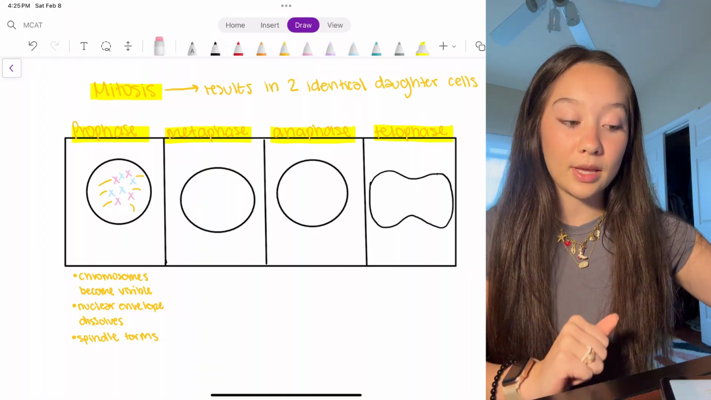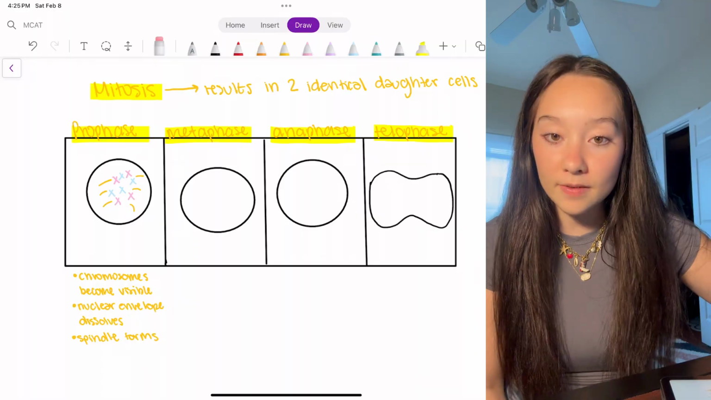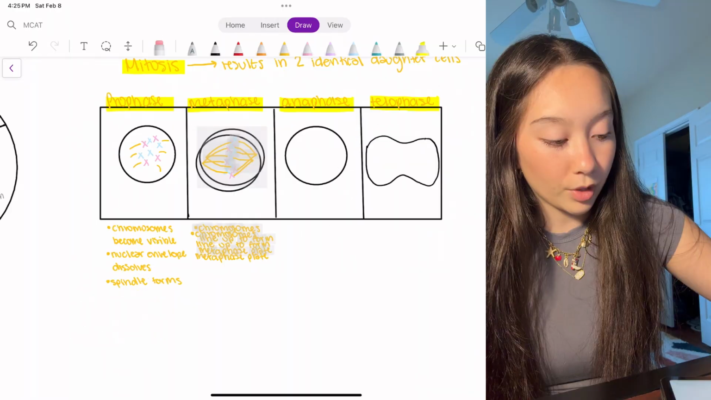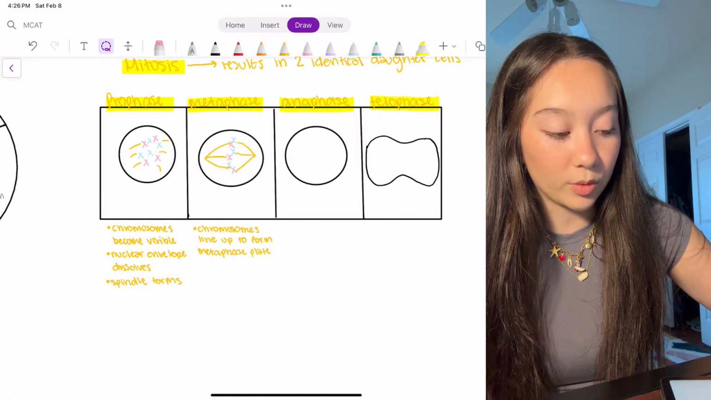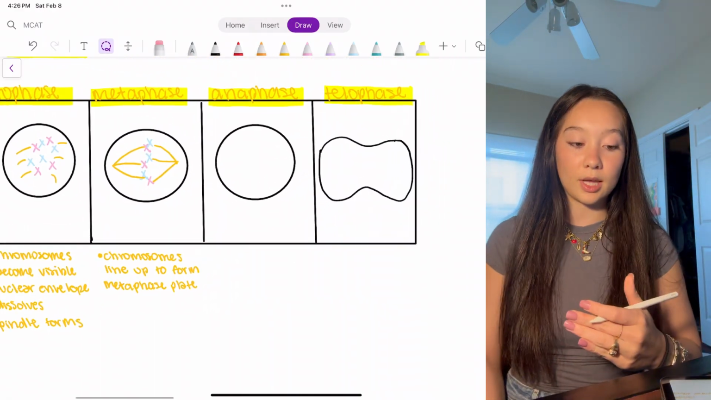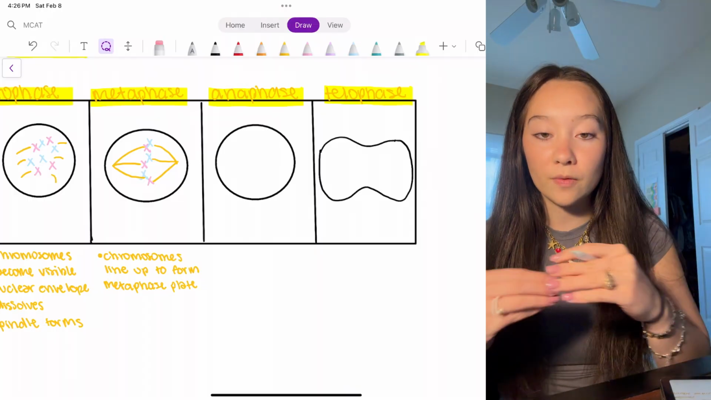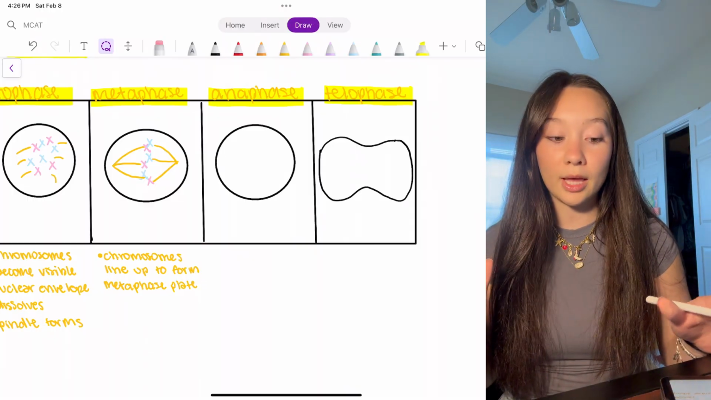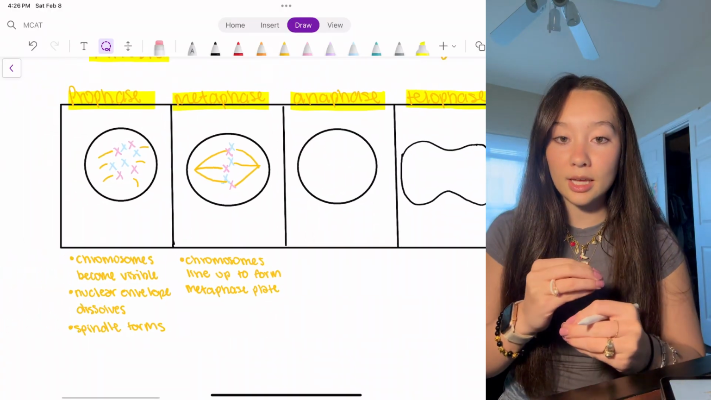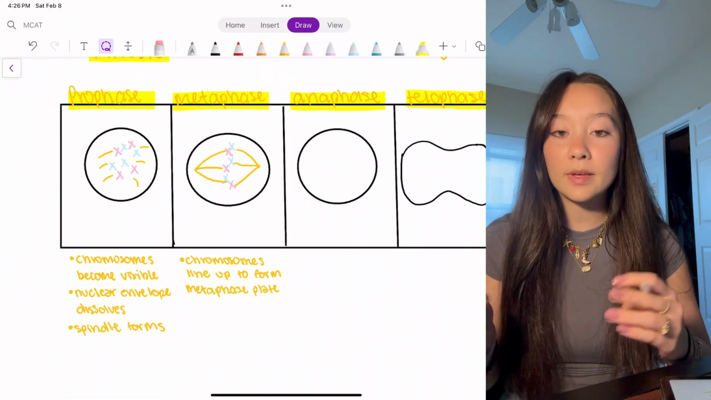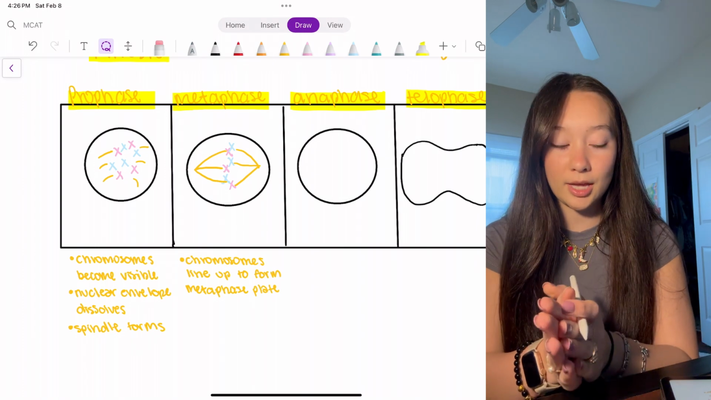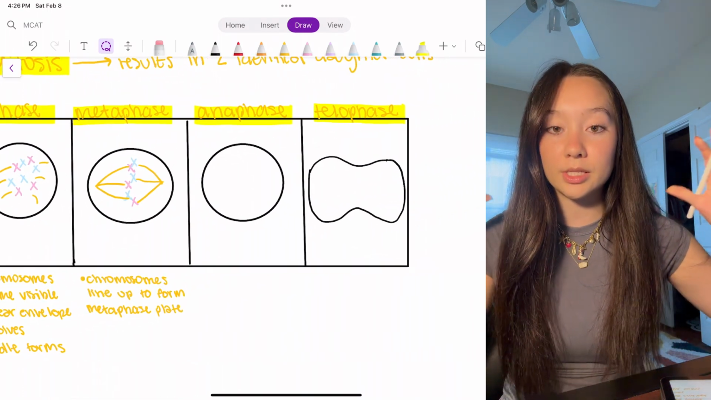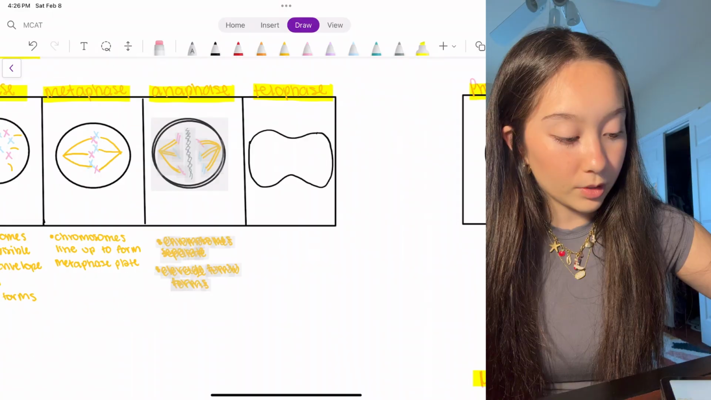But the next phase is metaphase, and metaphase is where the chromosomes line up in one line straight down the cell. So as you can see, the chromosomes are straight down the middle of the cell, and these spindle fibers are fully attached to the chromosomes at this point. So they aren't being pulled apart yet. Prophase, starting to condense, spindle starting to form. Metaphase, they're lining up, the spindle is attached. Now, anaphase is when they start to get pulled apart to these separate poles of the cell.